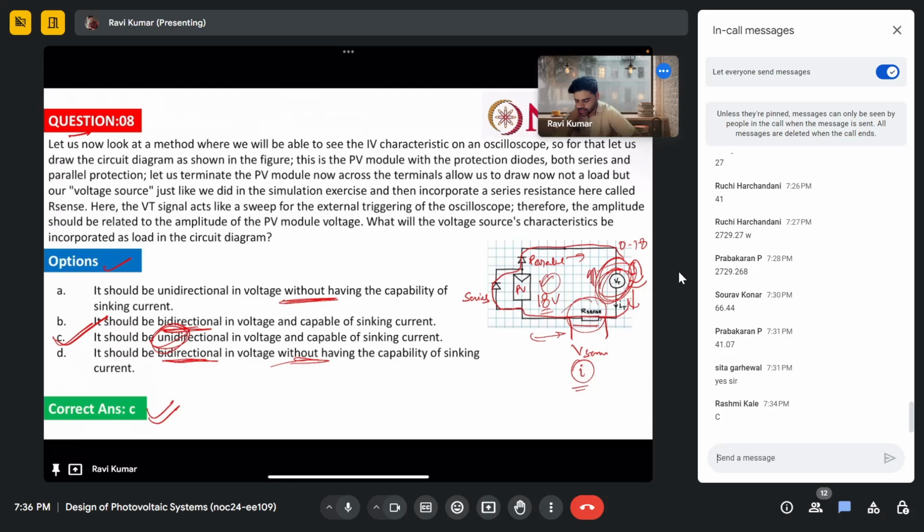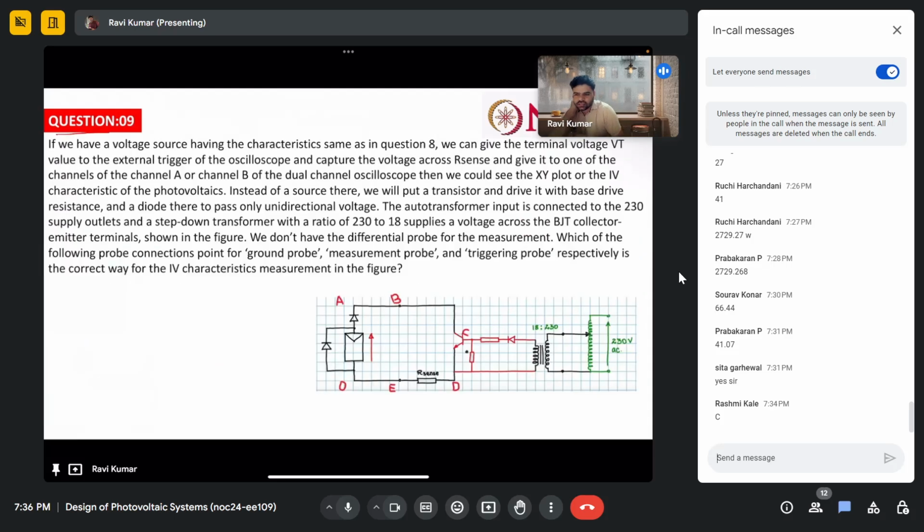Next we have a similar question. If we have a voltage source having the same characteristic as question 8, meaning the last question, we can give the terminal voltage VT value to the external trigger of the oscilloscope and capture the voltage across the R sense and give it to one of the channels, channel A, channel B, of the dual channel oscilloscope, so that we could see the XY plot or the IV characteristic of the photovoltaic.